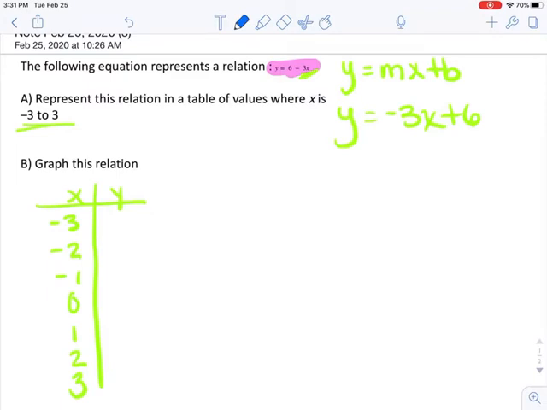To fill out the values, we simply replace the x in our equation by the value that we have in our table of values. So y equals negative 3 times negative 3 plus 6. So here would be a negative times a negative gives us a positive. So 9 plus 6 gives us 15.